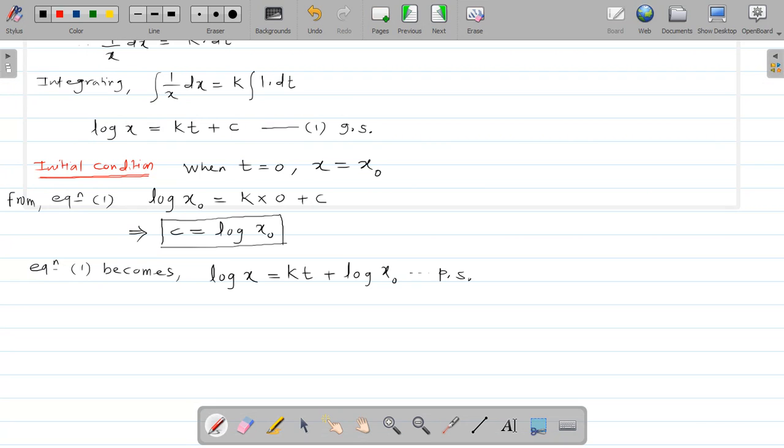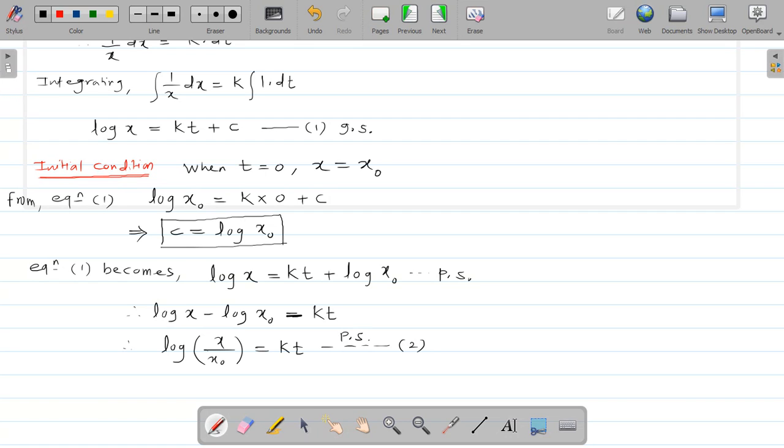Now you can modify this as log x minus log of x0 is equal to k into t. That means you can write, by logarithmic rule you can write log of x upon x0 is equal to k into t, and this is the particular solution. Say this is equation number 2. This is very important.